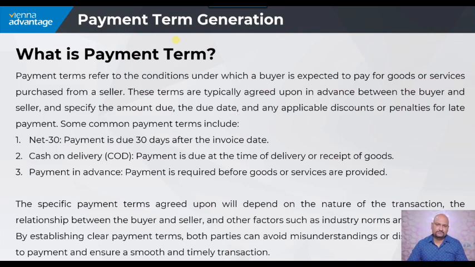Now we'll go into the system. We'll see how the payment term is generated in the Vienna Advantage ERP system. That was a lot of theoretical communication. Now let's move on to the system, and in our ABC tenant we are going to generate a few payment terms. So let's move on.